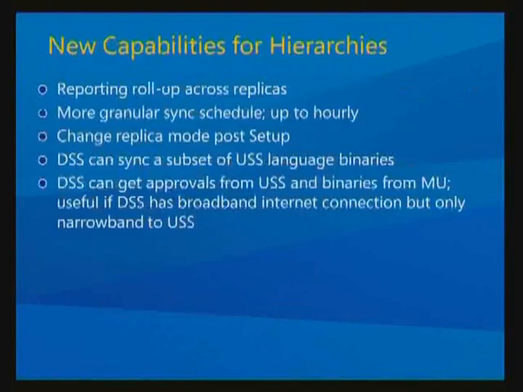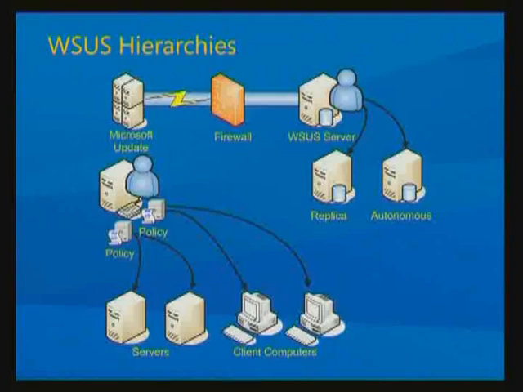New things that we've added, I already talked about them, so I'll skip this one, just for FYI. So what it ends up looking like is, you have one at the top. You can have either a replica or an autonomous server as a child server. It doesn't matter to that top node server. So you can have multiple replicas, multiple autonomous, etc.